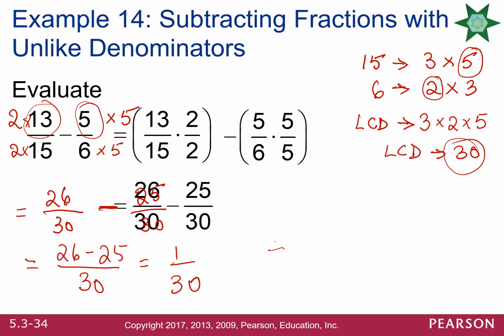So we have 26 over 30. So let me erase my writing here. They got 26 over 30 and 25 over 30, which was the same as what we got. And then they complete the subtraction process and get an answer of 1 over 30. All right. So let's just pull up the rest of it. 1 over 30 is the final answer.